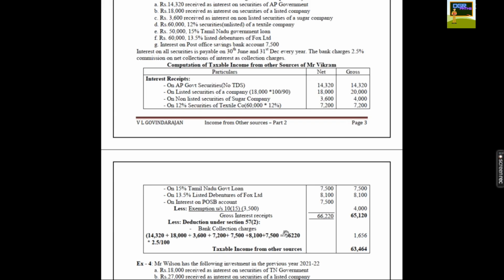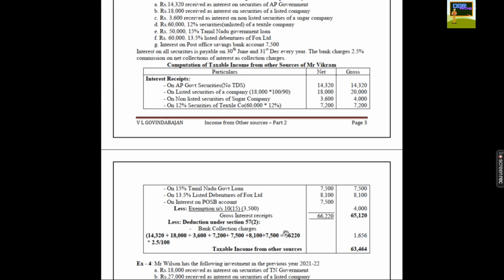And 60,000 is the amount of investment into 13.5% listed debentures of Parks Limited. 60,000 into 13.5% is 8,100. Next one, interest on post office savings bank account 7,500. On interest from the post office, we can claim the exemption under section 10(15) up to rupees 3,500. So the balance 4,000 is taxable. Now we have to compute the deduction under section 57(2), bank collection charges.